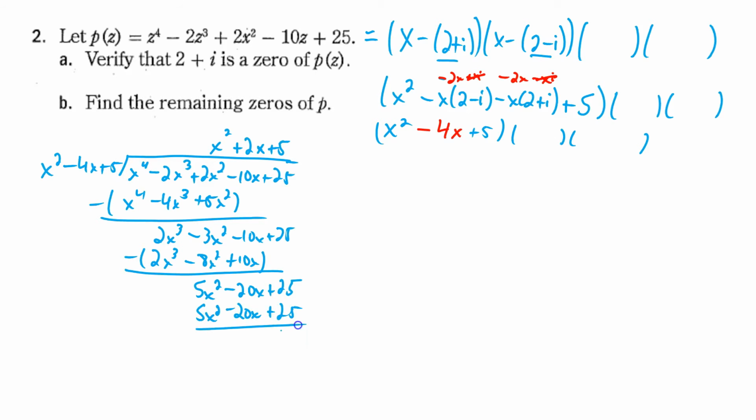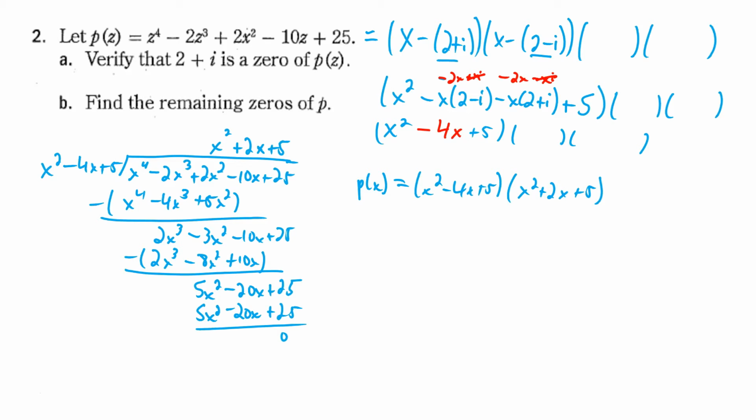Hey, check it out. It goes to 0. That should happen because this should be a factor. They told us this is a 0, so that means the conjugate roots theorem says 2 minus i has to be a 0. So when we multiply them together, we divide, and we end up with a remainder of 0. So at this point, I know p of x, changing it to x, is x squared minus 4x plus 5 times x squared plus 2x plus 5 with no remainder.